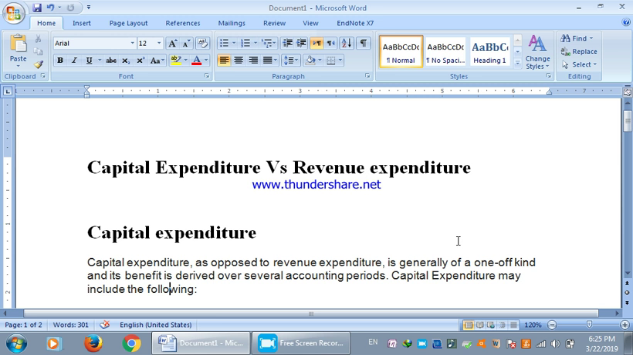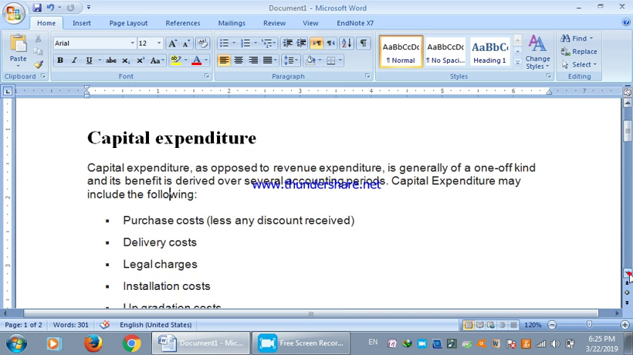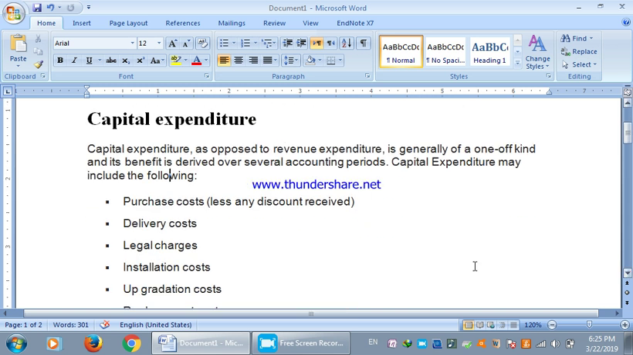Capital expenditures, as opposed to revenue expenditures, are non-recurring. These are expenditures which are not incurred very regularly. Examples of such capital expenditure would be the purchase costs and delivery costs. Why are delivery costs treated as capital expenditure?